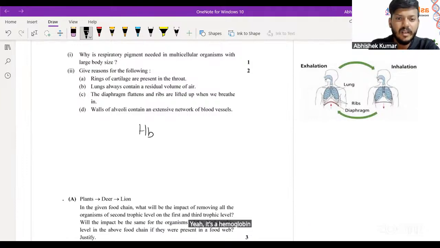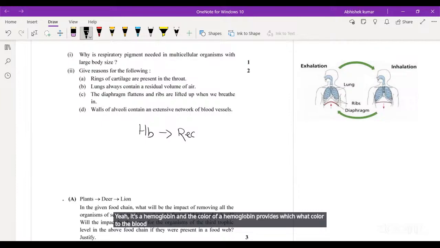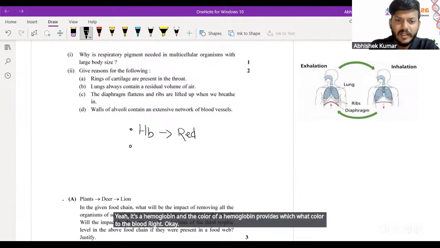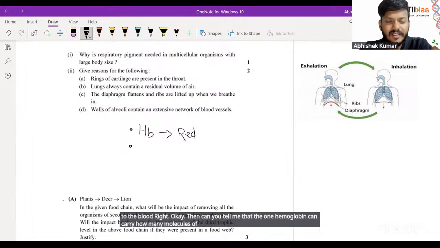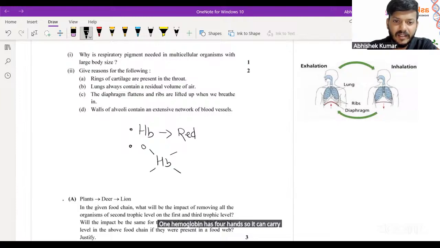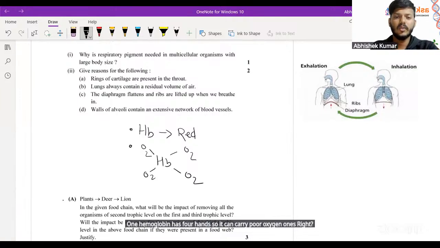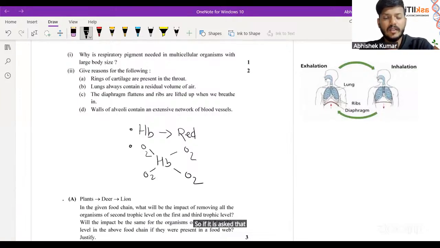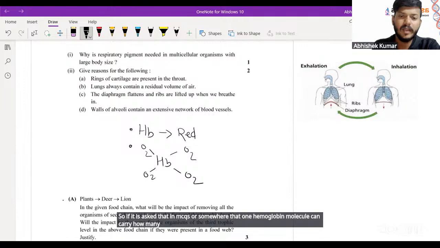And the color of hemoglobin provides which color to the blood? Red. Okay. Then can you tell me how many molecules of oxygen one hemoglobin can carry? One hemoglobin has 4 hands, so it can carry 4 oxygen at once, right? So if it is asked in MCQs or somewhere how many oxygen molecules one hemoglobin molecule can carry, the answer will be 4 molecules of oxygen.